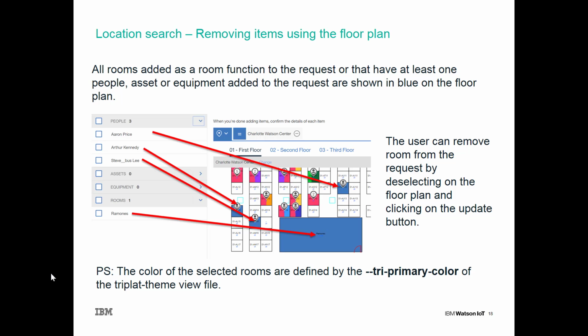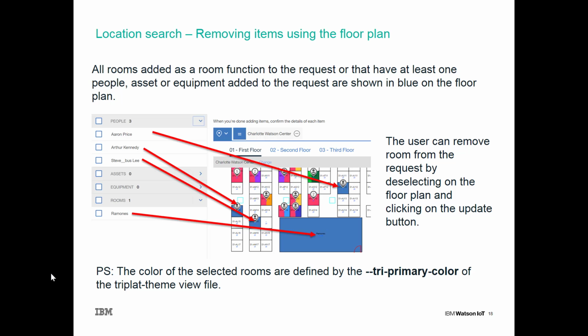When the user selects a building and a floor, the application pre-selects all the spaces that are already added as a room function to the group move request, and also pre-selects the spaces that have at least one person, asset or equipment added to the request.